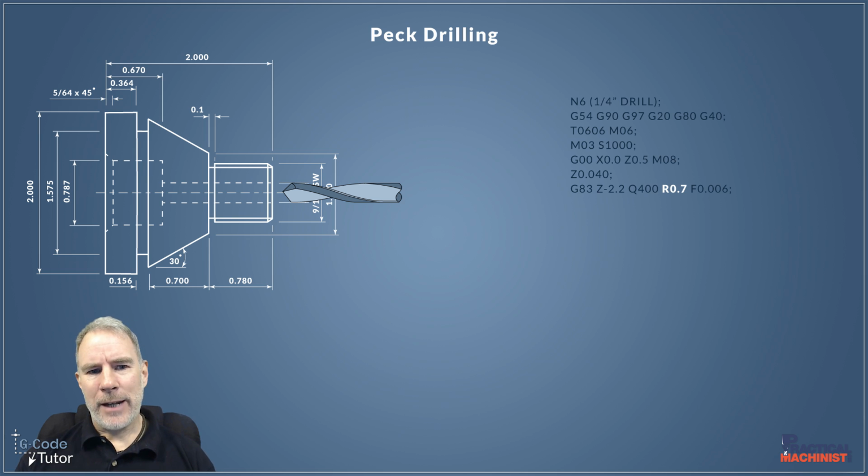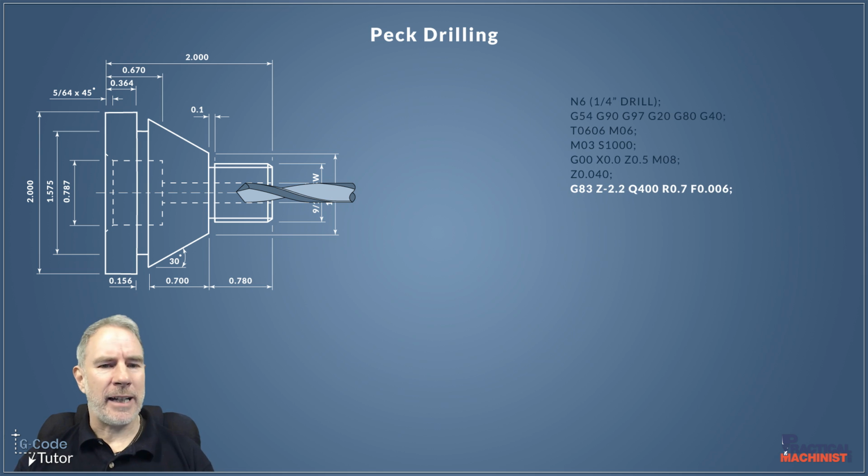Now this R value here, this 0.7, this is the retract value. This is how far the tool is going to retract after each PEC. And then finally a feed rate. So I've given it 6 thousandths of an inch per revolution of the spindle here for a feed rate. And we've got 1000 revs per minute moving that spindle. Okay, so that is your standard G83 PEC drilling cycle. But we can make it much more fun than that. We can do a variable PEC drilling cycle.